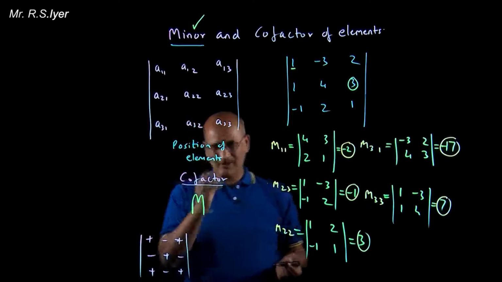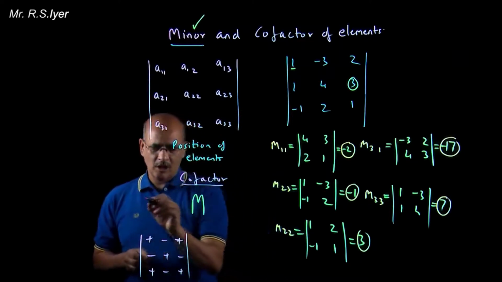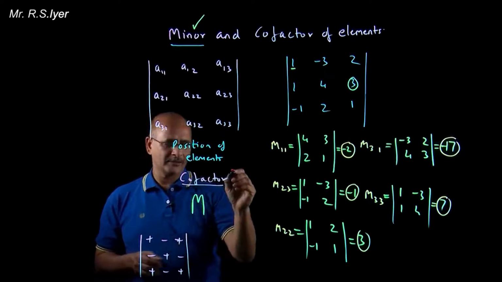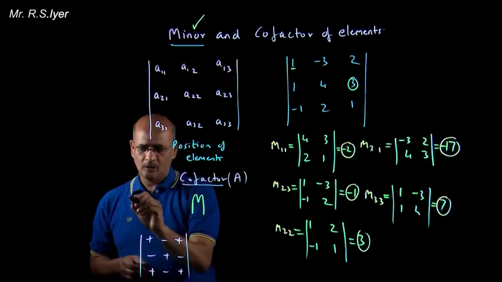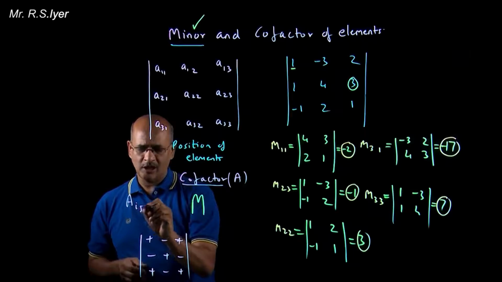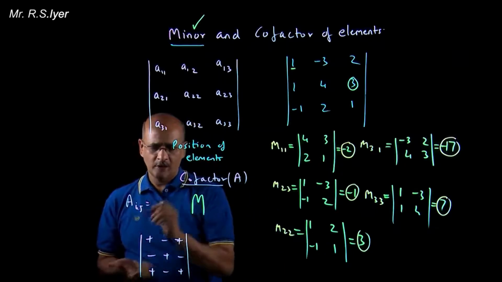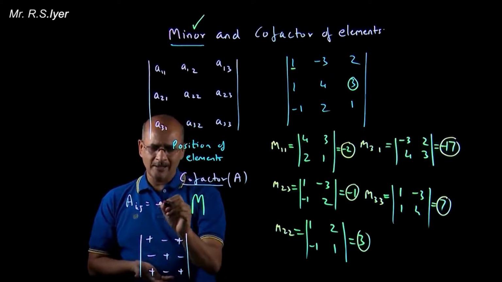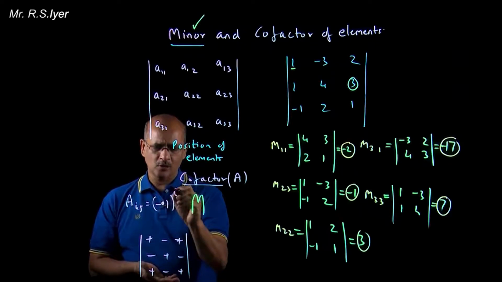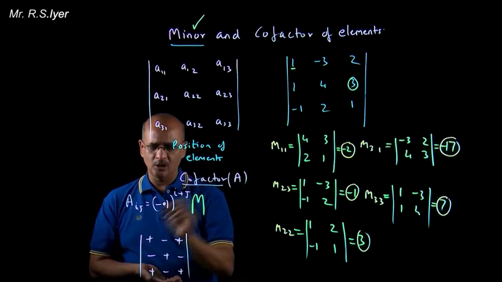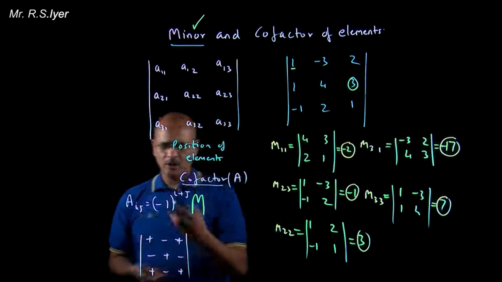So I will give you one simple example. Suppose I denote the cofactor as A. So A_ij, for the ith row and jth column, just a notation I put, is equal to minus 1 raised to i plus j, into M. This is nothing but the cofactor.